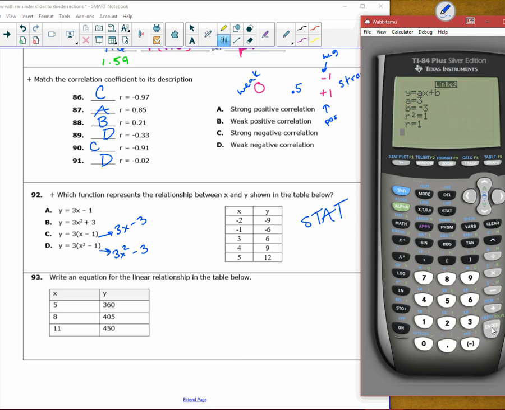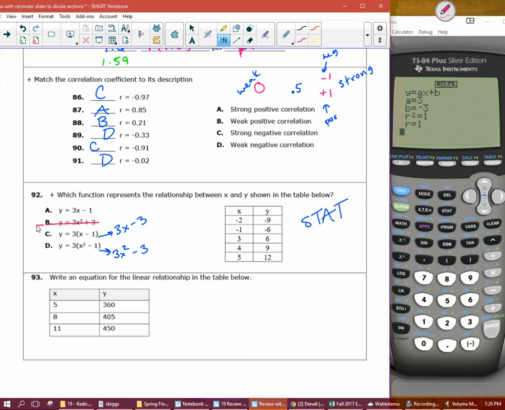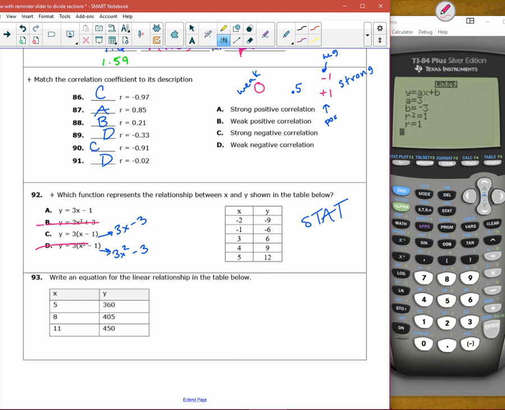Not only is it a perfect fit, so I know that the quadratics are out, so B is out, and since I went ahead and did my distributing, D is out. Since I already did my distributing, when they gave me y equals 3x minus 3 from stat, that shows me that it's C. So if you do that distributing first, it's going to exactly match what your calculator does.